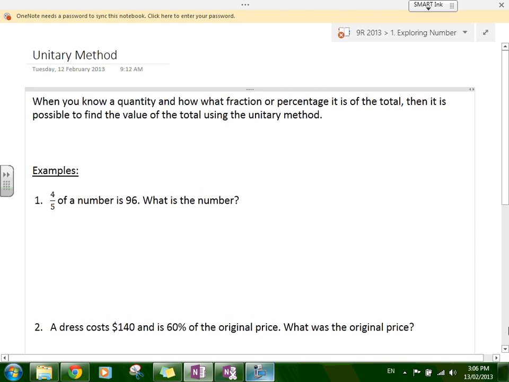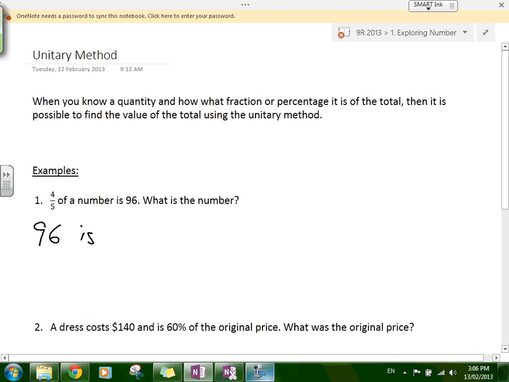So if you have a look at the first example, it says 4/5 of a number is 96. What is that number? What we've got to think about is that this number, 96, is 4 parts out of 5. So using this method, I want to find out what 1 part out of 5 is. How am I going to find that?